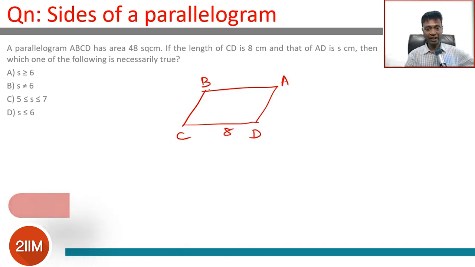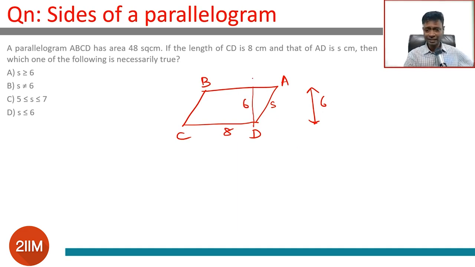ABCD. CD is 8. Our AD measures S. The height here is 6 centimeters. So this height is 6. Then which one of the following is necessarily true?